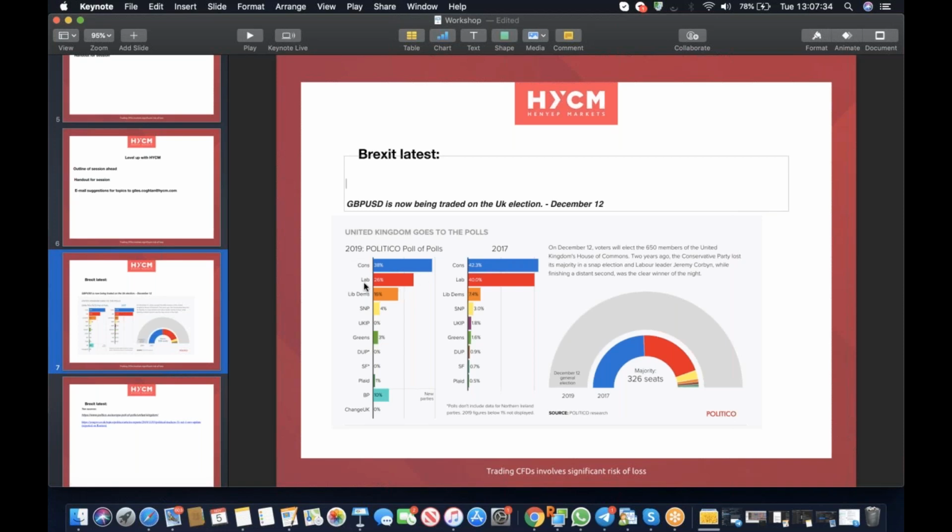So if the Labour Party started winning and started to creep ahead in the polls, that would be pound negative, okay? Because the market doesn't like the things that the Labour government would do. It would be very detrimental for UK business.